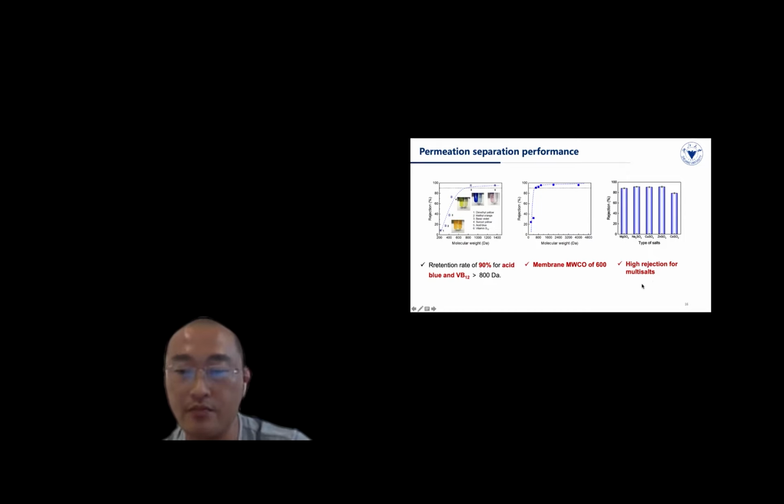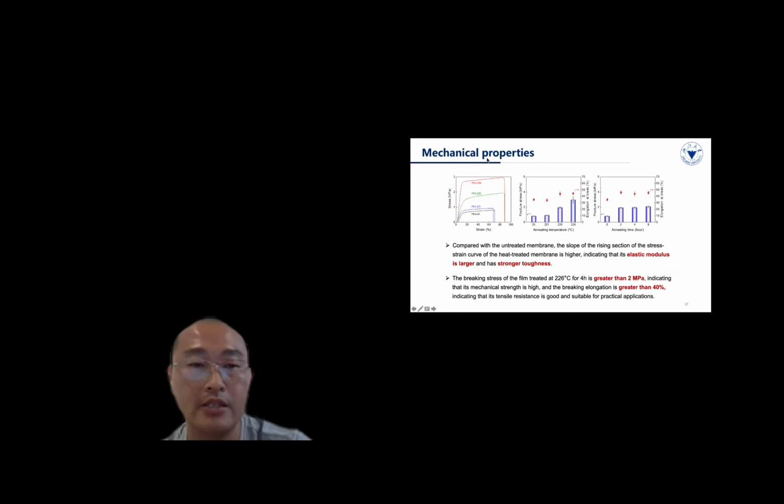For the salt rejection, for example, the sodium sulfate rejection is up to 98% or 99%. That also confirms this can operate as a nanofiltration membrane. These are the membrane's mechanical properties. We can see that with increased temperature and time, the mechanical strength increased, because the membrane surface changed from porous to dense. So the mechanical property increased.